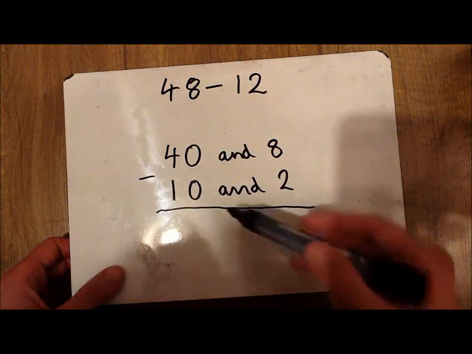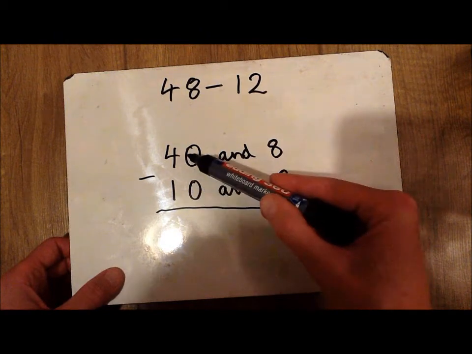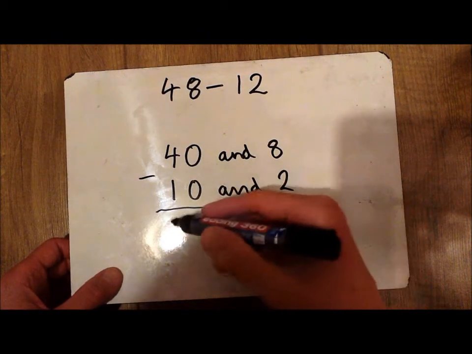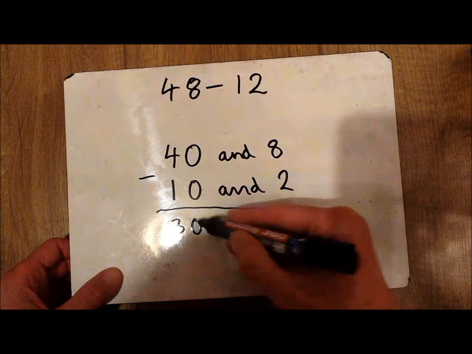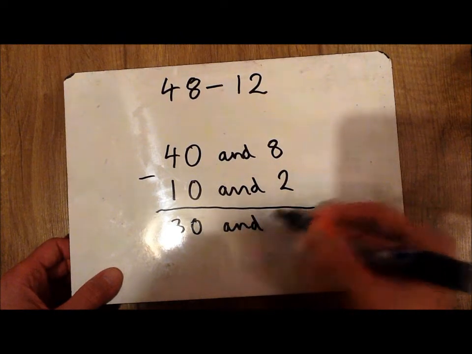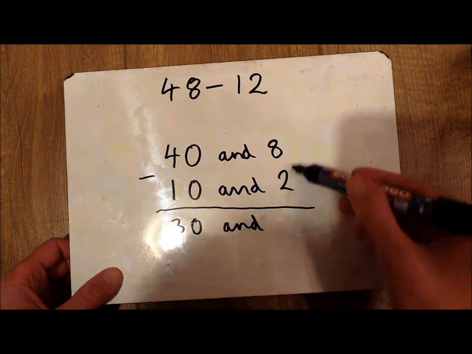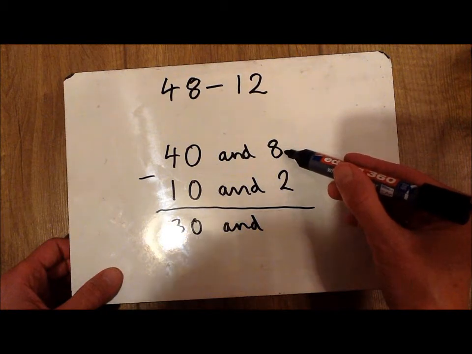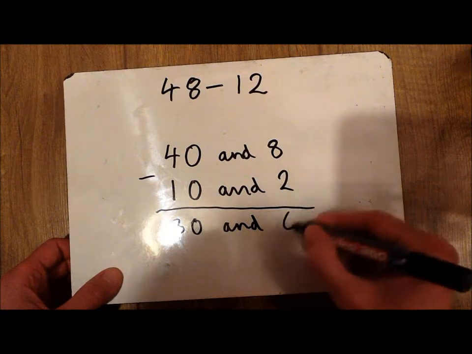So now what I need to do is take away this 10 from those 4 tens. So that leaves me with 3 tens. And here I'm going to take this 2 away from these 8 ones. That will leave me with 6 ones.